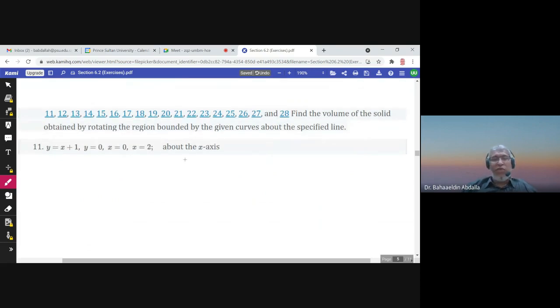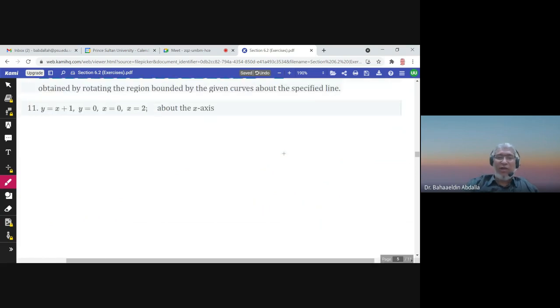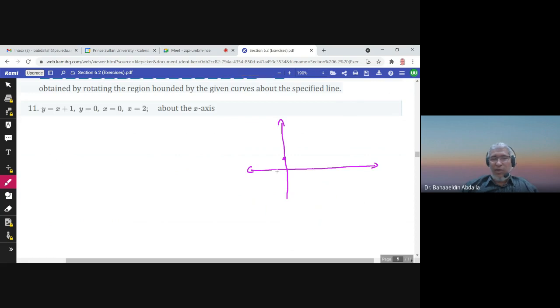Find the volume of the solid obtained by rotating the region bounded by the given curves about the specified line. Okay, y equals x plus 1. This is a straight line. If x is 0, y is 1. If y is 0, x is negative 1. So that's the curve. And the line y equals to 0, that's the x-axis. X equals to 0, that's the y-axis, and x equals to 2.